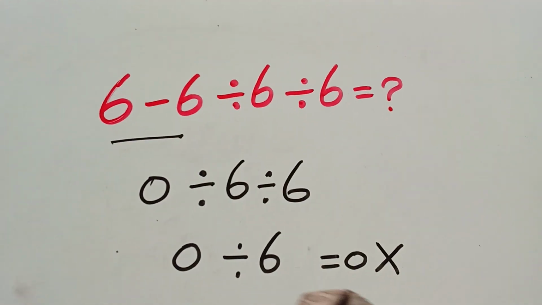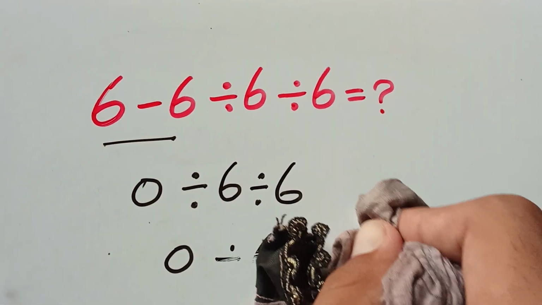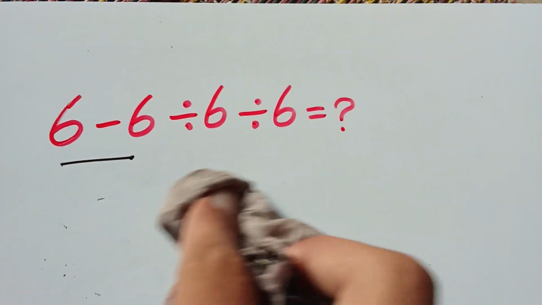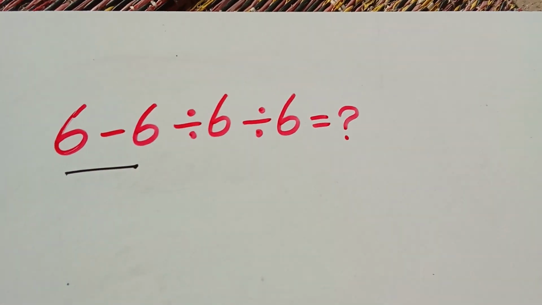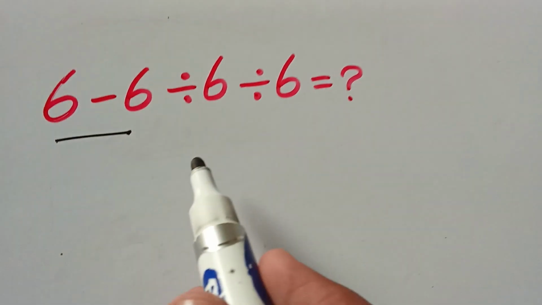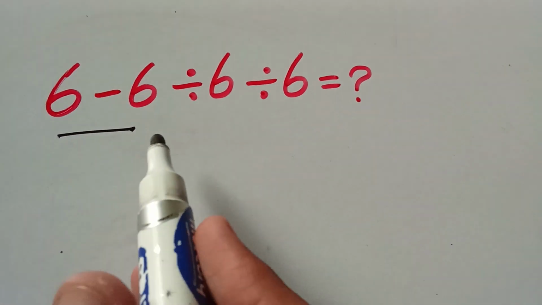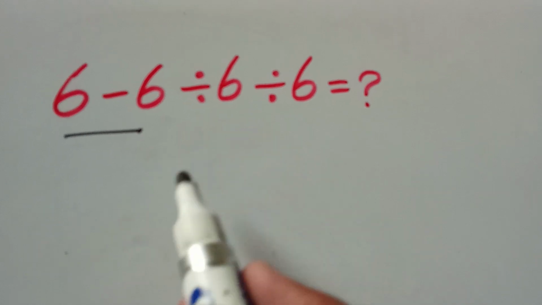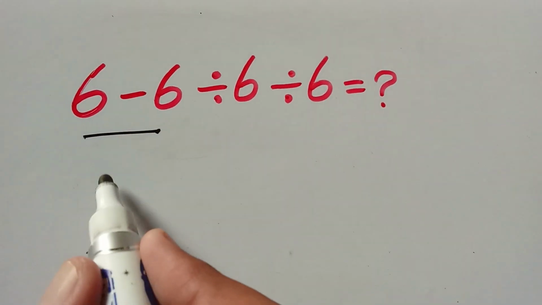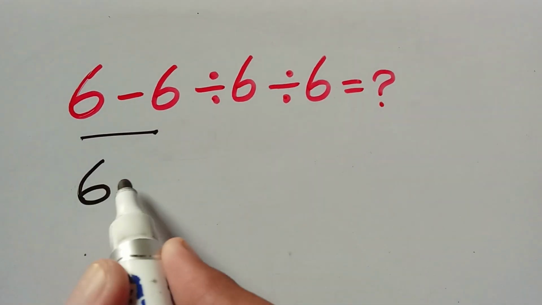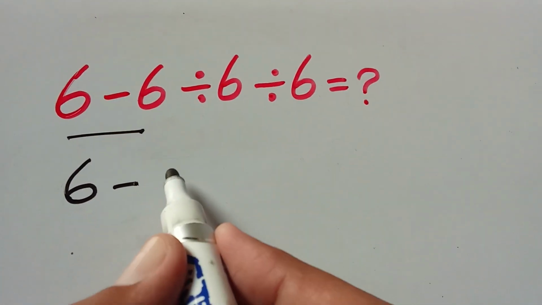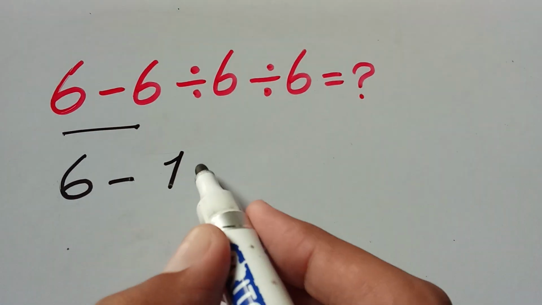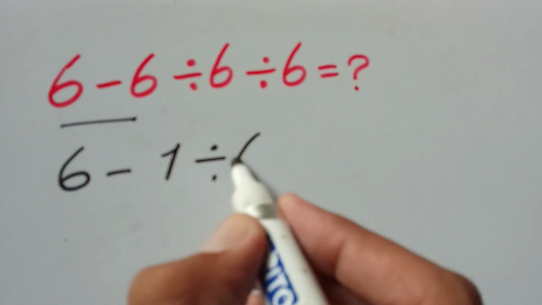because of the order of operations, which is PEMDAS, where division has higher priority than subtraction. So firstly we solve the division. So guys, I can write 6 minus 6 divided by 6 equal to 1 divided by 6.